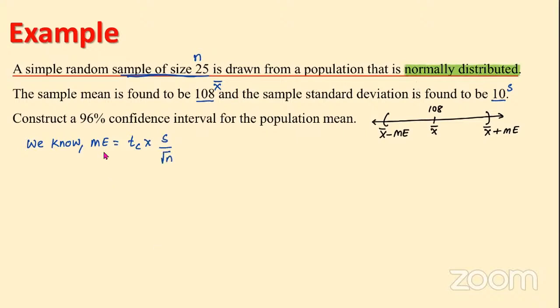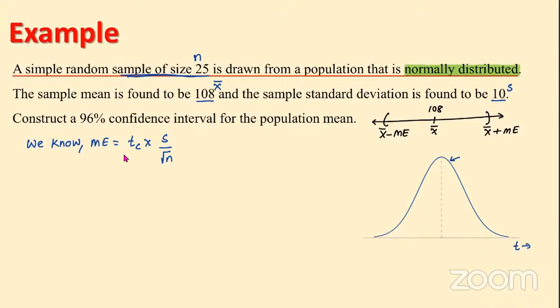Okay, the margin of error is equal to t critical multiplied by s over square root of n. Because the sample standard deviation is given, not the population standard deviation, the sampling distribution of the sample mean will follow the t distribution. So we are going to sketch that t distribution to find that critical value. Say, for example, this is my t distribution.